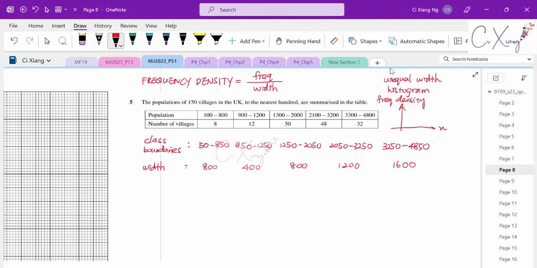Before I sketch the diagram, I need to get the frequency density first. For the first class, the frequency is 8 divided by 800. So 8 divided by 800, I'm having 0.01. Okay, 12 divided by 400, therefore I get 0.03. So we try to complete every single class to get the frequency density.